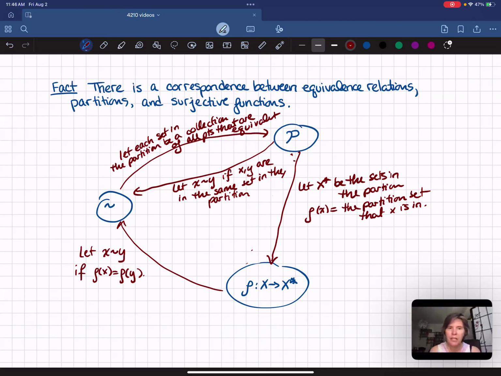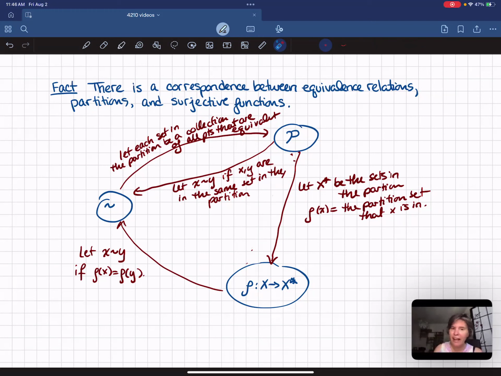Okay, so I'm not proving any of these facts, but I'm kind of saying how they would be connected. So the two examples that we did previously are good examples of how to think about these ideas: if you have an equivalence relation, you can define a partition, and if you have a partition, you can define an equivalence relation. And then if you have a partition, you can define a surjective function by letting the elements of X star be the sets in your partition, and then we'll let rho of X take X to whichever set it is part of in its partition. And then if you have a surjective function, you can define an equivalence relation by saying, well, x is equivalent to y if rho takes x and y to the same thing.